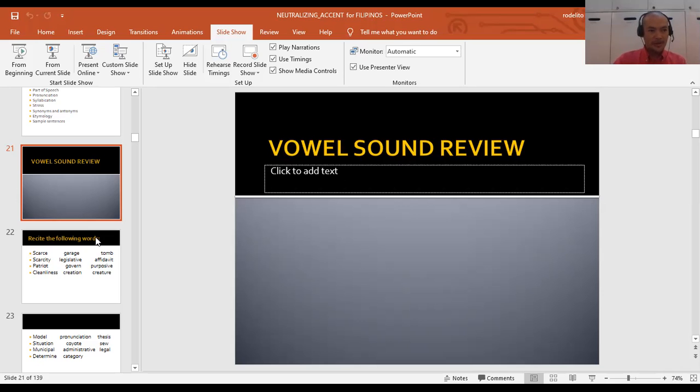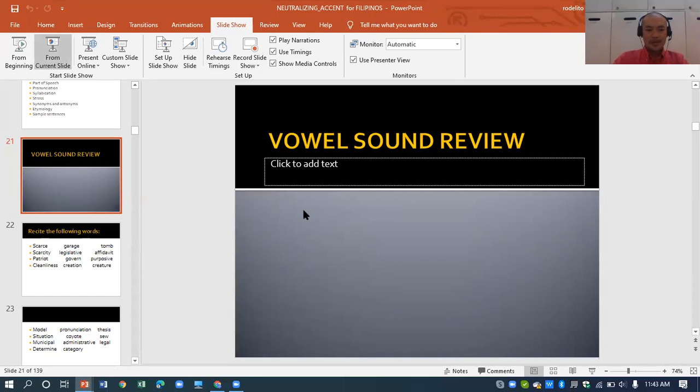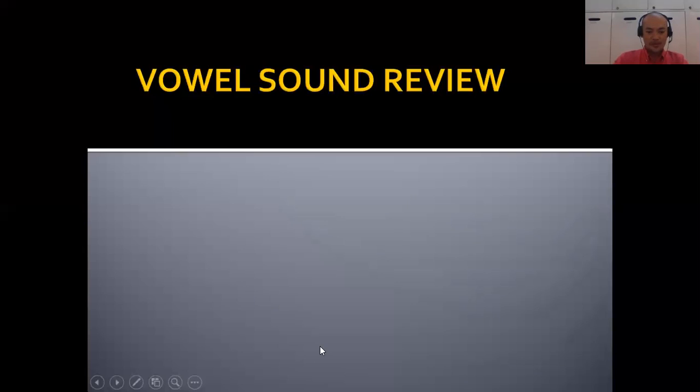So the goal here is for you to read on your own the symbols printed there in the dictionary. The lazy way of doing that is just to click the speaker symbol alongside the word and listen to the sound. But it helps if you are familiar with the symbols as well. So let's begin. Okay, so we have this vowel sound review.